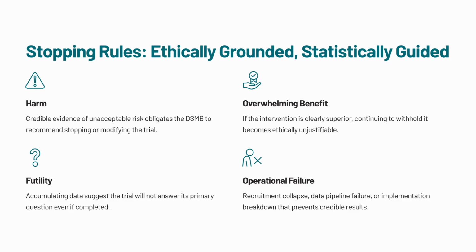Once the DSMB has reviewed the closed report, the next question is what kind of recommendation the data actually support. Stopping rules are not driven solely by statistics. As we discussed in the previous module, DSMB recommendations are grounded in ethics and informed by the trial's ability to produce a credible answer. A trial may need to stop or change course because of harm if there is convincing evidence of unacceptable risk. It may also stop for overwhelming benefit if continuing to withhold the intervention is no longer ethically defensible. Futility applies when the accumulating data suggest the trial is unlikely to answer its primary question if it continues.